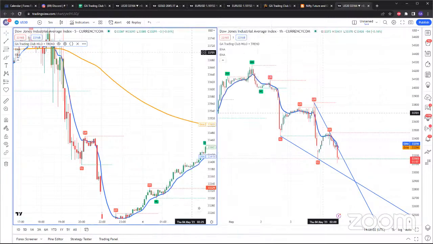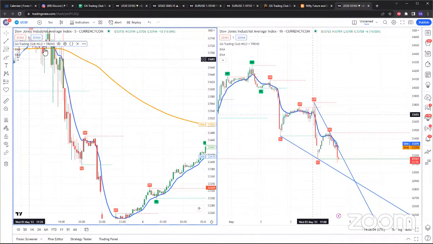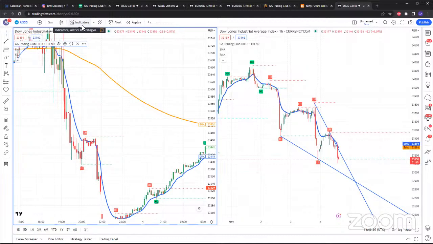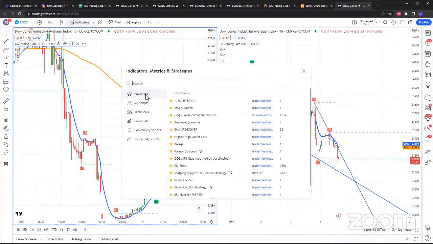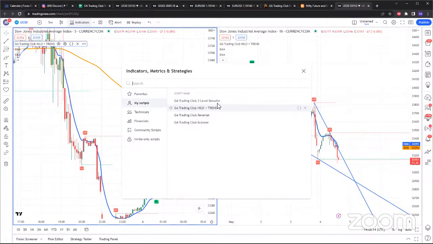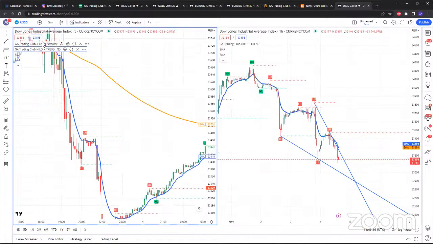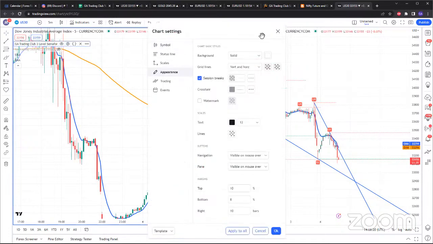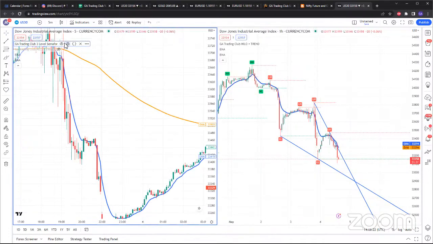We also have a 3-level semaphore indicator. I don't use it anymore. Ideally, what it does, it breaks down buy and sell zones into 3. So like level 1, let me see if I can apply it. My scripts are right here. This is it. And all of the indicators I have, I've had them built with buy and sell signals added for the people who like to know when to buy or when to sell.